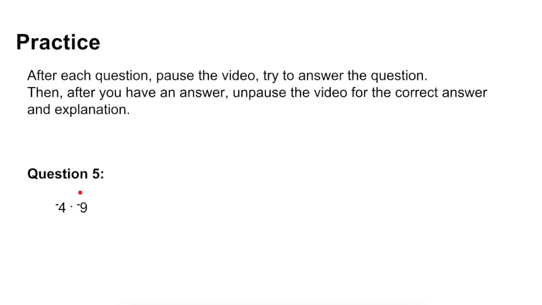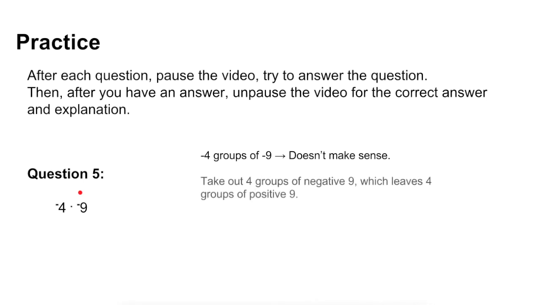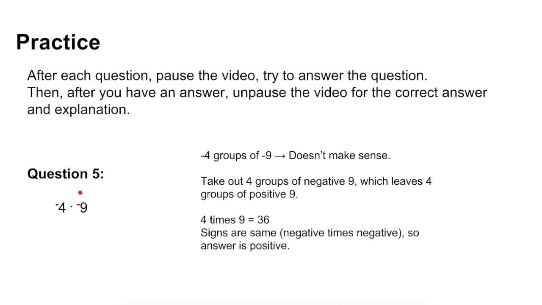Here's question 5. Again, pause the video. It's negative 4 times negative 9. Unpause it when you're ready. Negative 4 groups of negative 9 doesn't make sense. So we have to think of it as taking out 4 groups of negative 9, which leaves 4 groups of positive 9. 4 times 9 is 36. This is another way of going about it. The signs are the same, negative times negative, so the answer is positive. So our answer is positive 36.